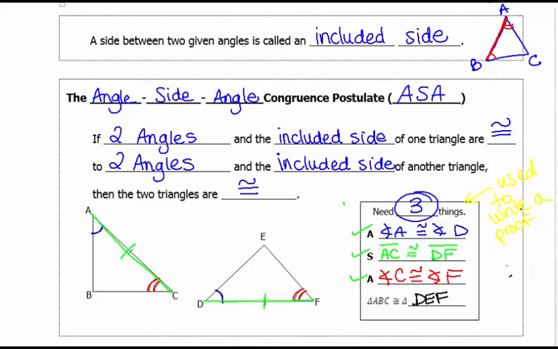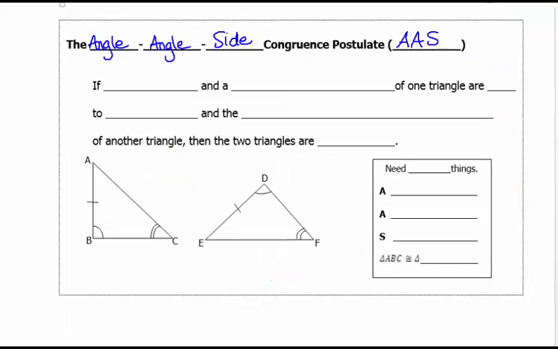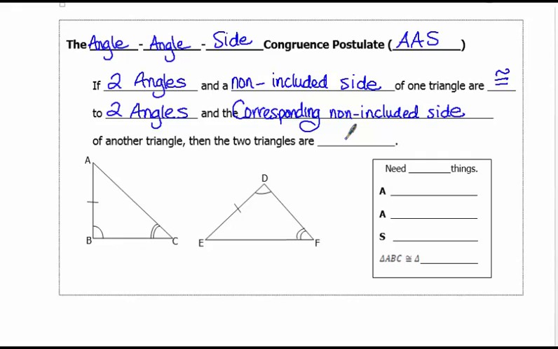Okay, let's look at the next one, which is angle angle side. It says, if two angles and a non-included side of one triangle are congruent to two angles and the corresponding non-included side of another triangle, then the two triangles are congruent. So in looking at the examples given in triangle ABC, I have the two angles, but it's not the included side that I'm given, it's the side next to the one tick mark angle.